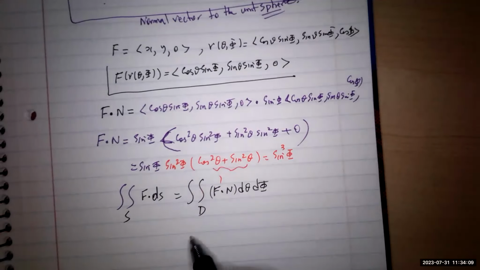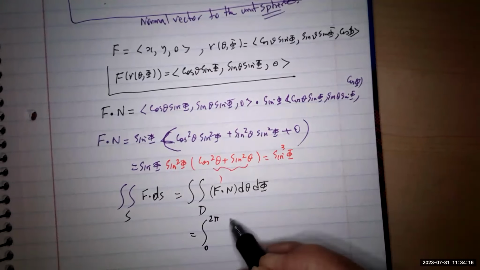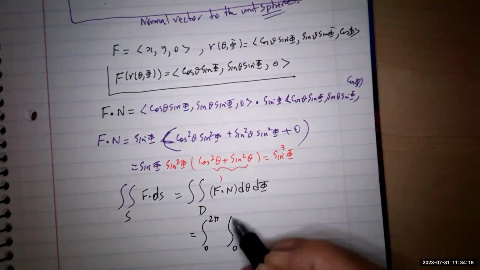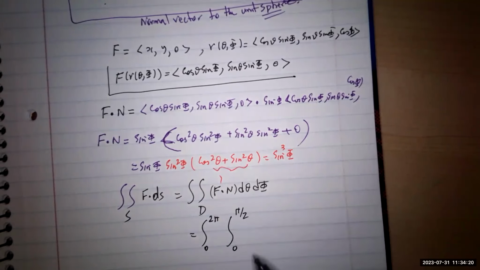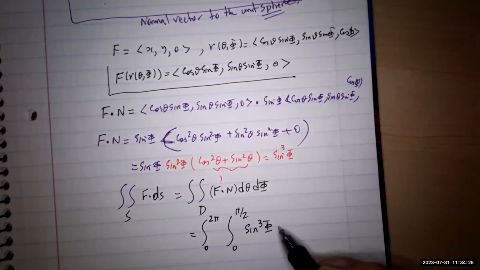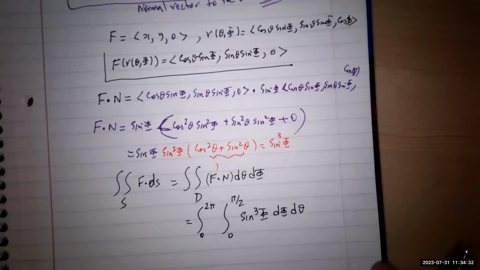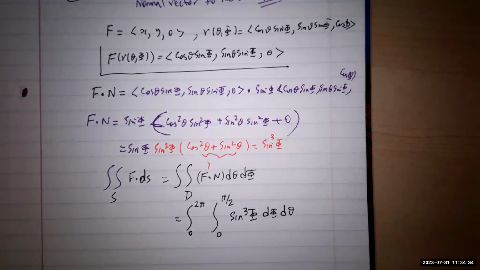So what is the domain? Domain is a hemisphere. Since hemisphere, theta would be between 0 and 2 pi. Since it's half a sphere, phi would be between 0 and pi half. And the function is just sine cube of phi, and then we get d phi d theta. Any question? Remember, it's a hemisphere, so theta is free between 0 and 2 pi, but phi would be between 0 and pi half.